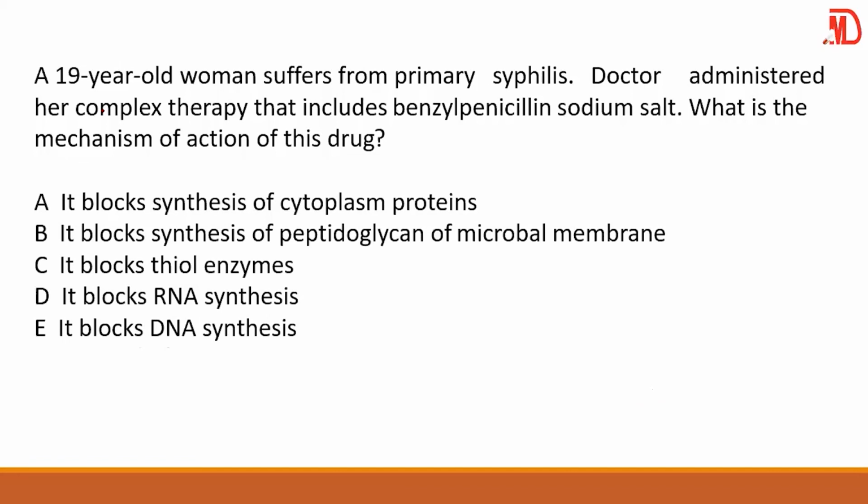All right, a 19-year-old woman suffers from primary syphilis. The person was given benzylpenicillin sodium salt. What is the mechanism of action? Of course, this is a beta-lactam penicillin. And what do beta-lactam penicillins do? They inhibit the formation of peptidoglycan of the bacterial cell wall. So over here, you're going for B. It's beta-lactam antibiotic. All right.